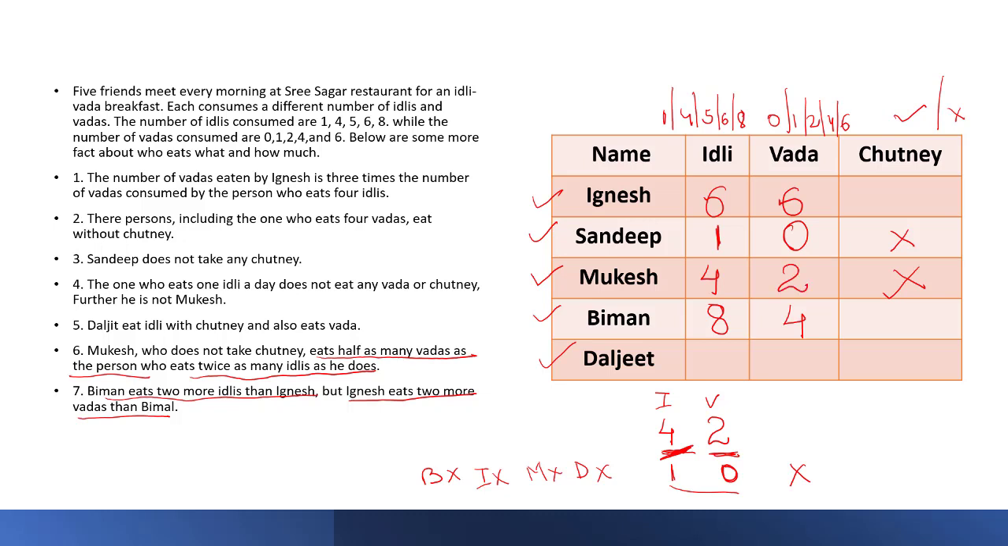For Daljit we are left with 5 and 1. Daljit will eat 5 idlis and 1 vada, and Daljit is consuming chutney. Now, 3 persons, including the one who eats 4 vadas, eat without chutney. The 4 vadas are eaten by Bimal. So Bimal is also one who is not consuming chutney. That means chutney is consumed by Ignesh and Daljit.